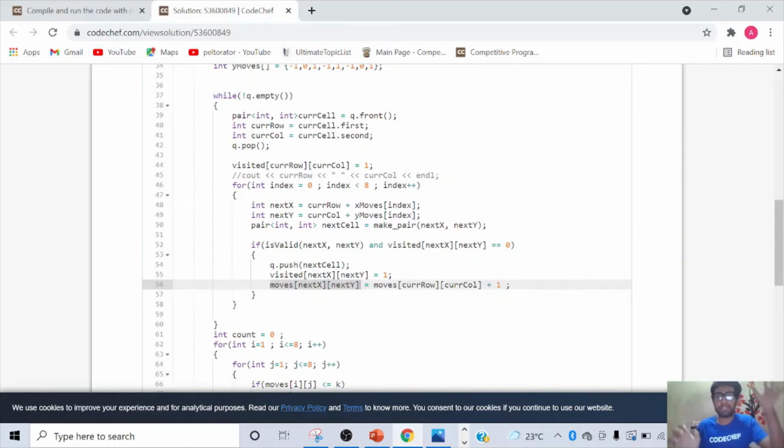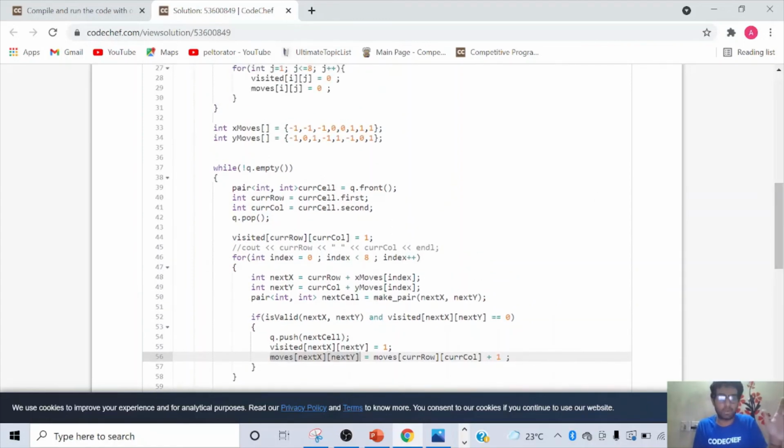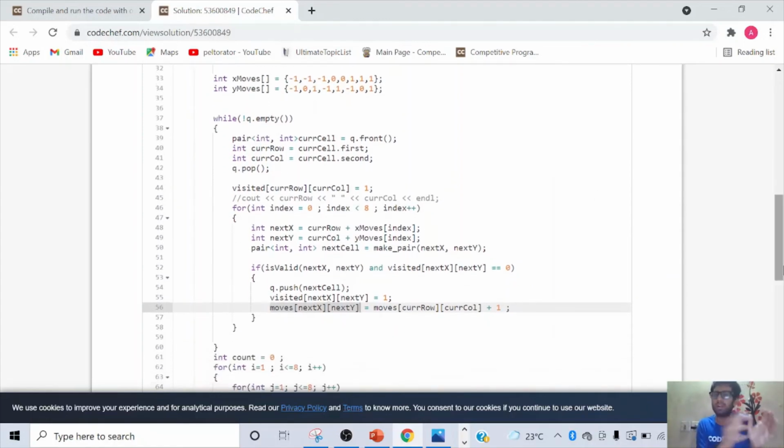So from the starting position, we know the number of moves it takes to reach current row, current column, because in the initial configuration, we have set all the values to be 0. So initially for start row, start column, moves is 0. Then for its valid neighbors, we will set their moves to be the moves of the parent plus 1. And this will propagate throughout the breadth first search.